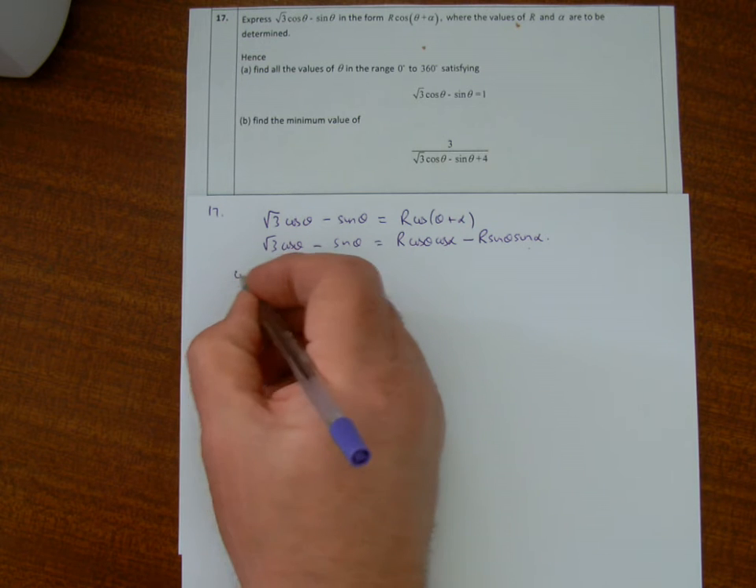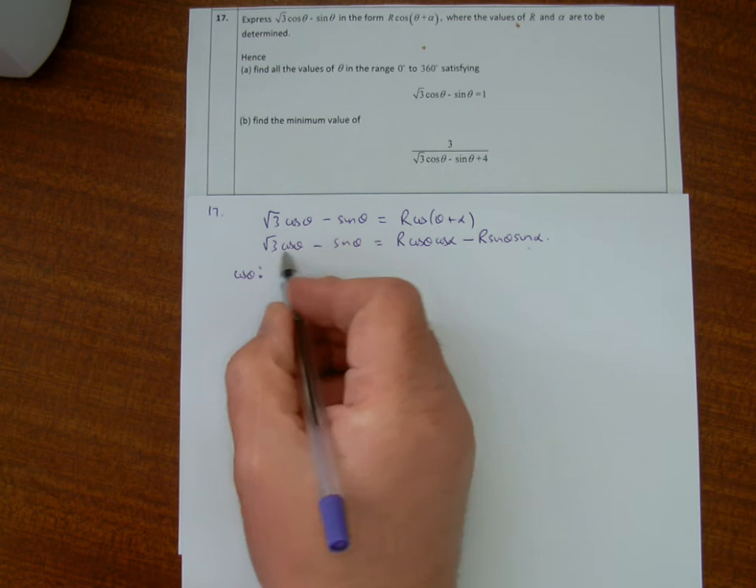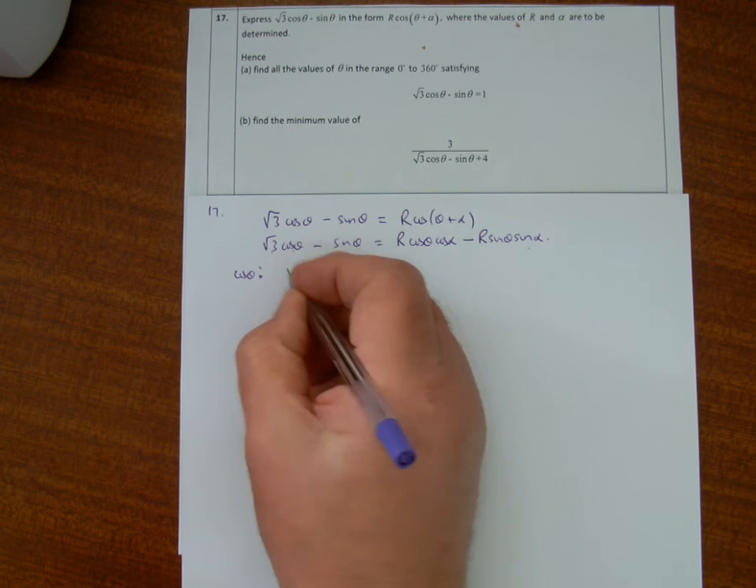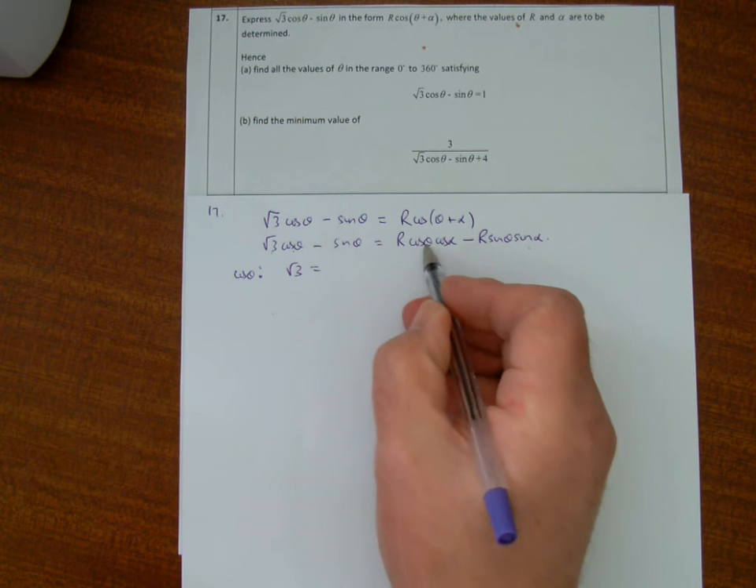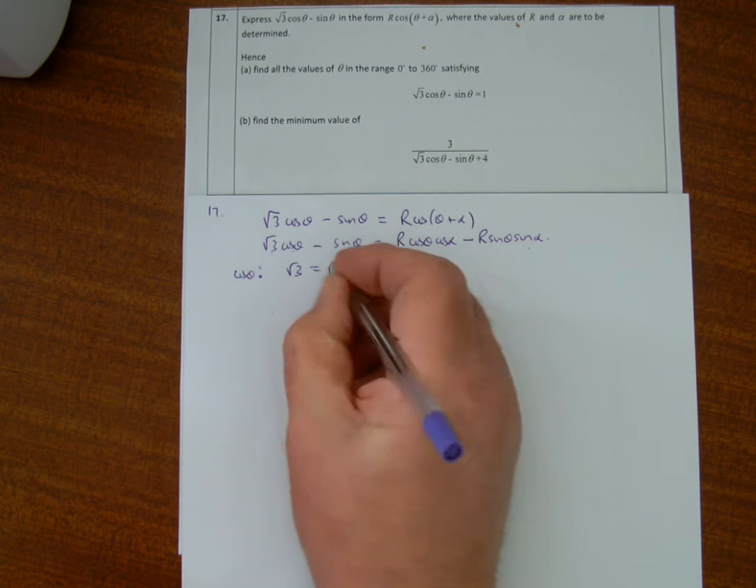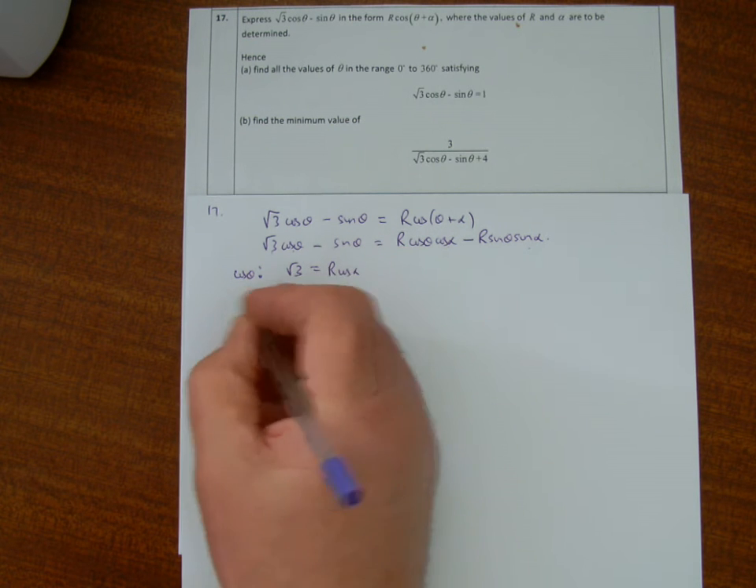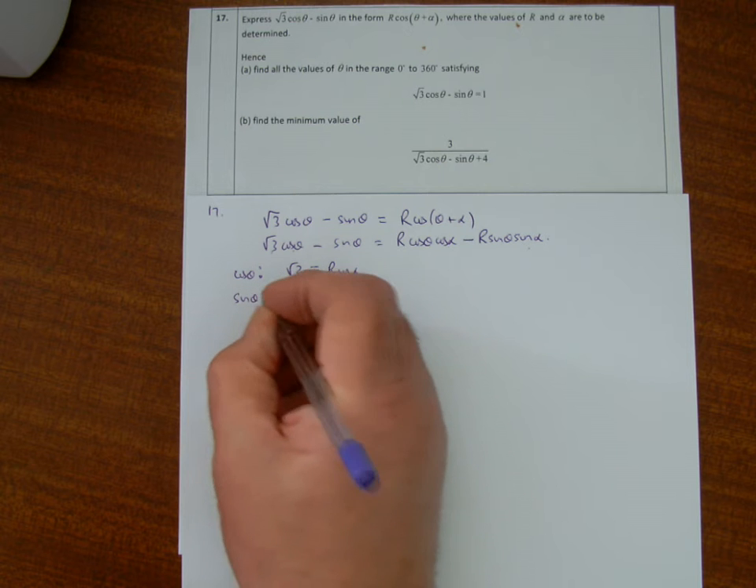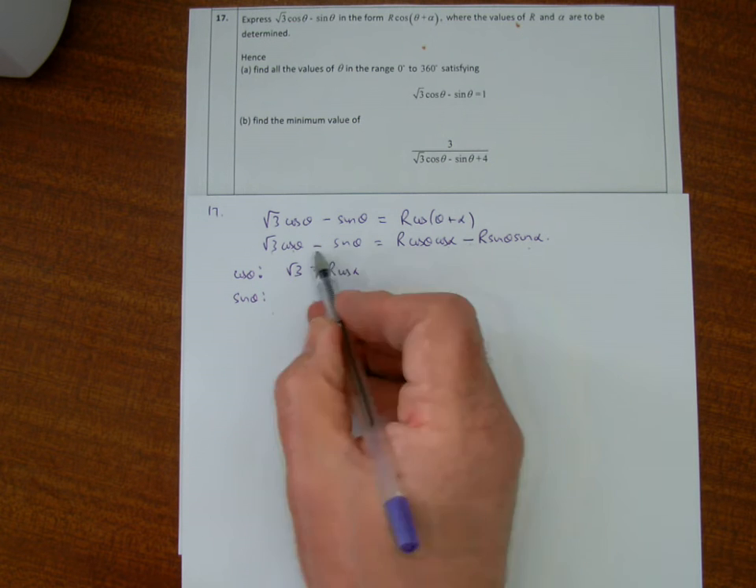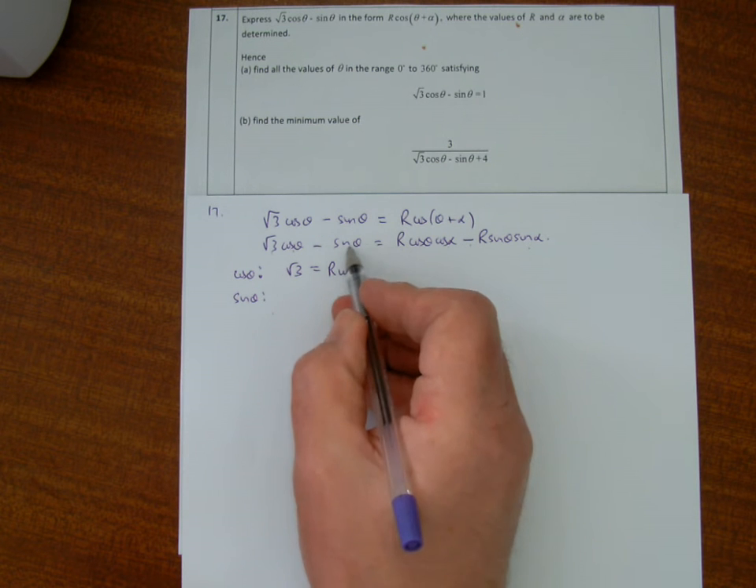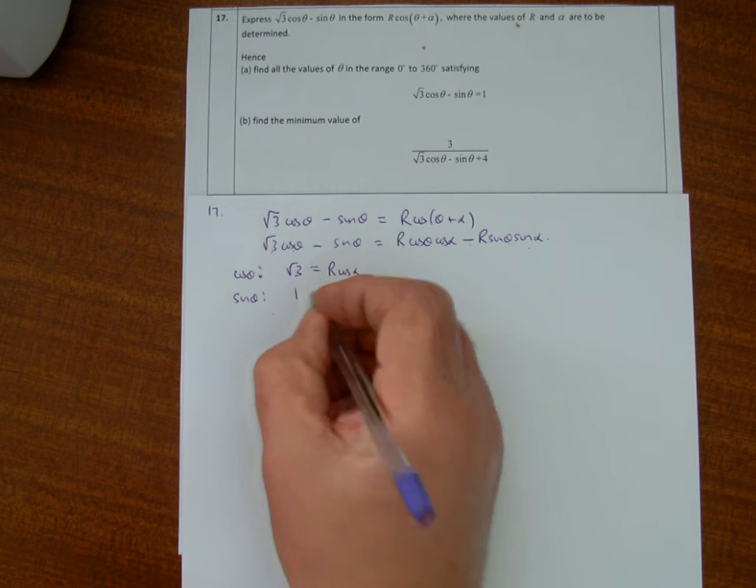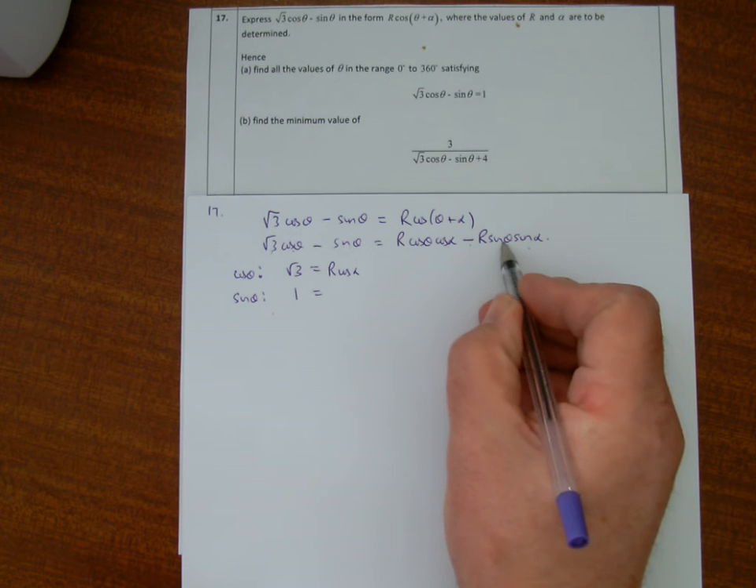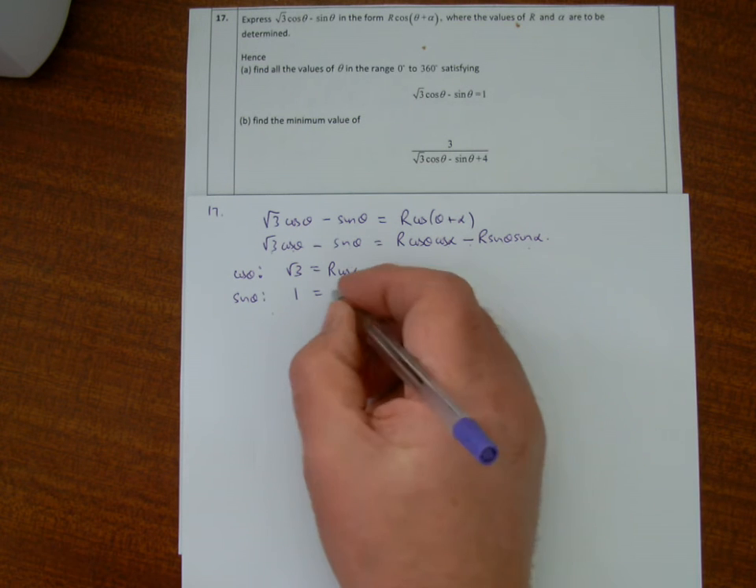Then we compare coefficients of cos theta. I've got root 3 in front of the cos theta on the left hand side, and on the right hand side I've got r cos alpha. And for sin theta, the minus signs match up, so I can ignore the signs. The coefficient of sin theta on the left hand side is 1, and on the right hand side it is r sin alpha.